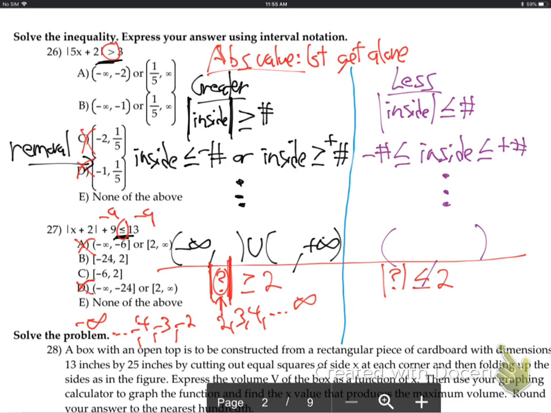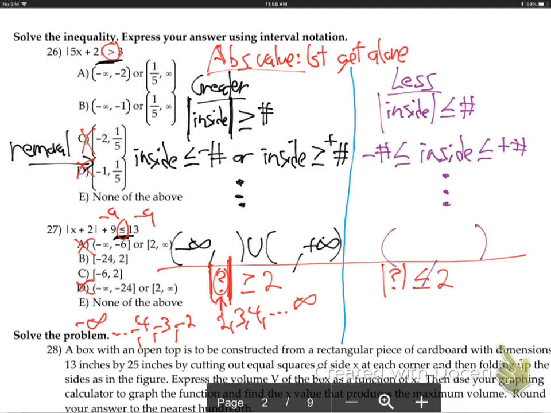That makes sense? That's just true, isn't it? You could put in there anything 2 or bigger, or anything negative 2 or smaller. See how it's to the right and to the left. Inside less than negative, that's left on the number line. Inside greater, that's to the right, isn't it?